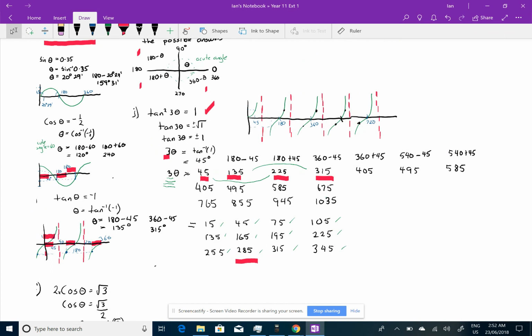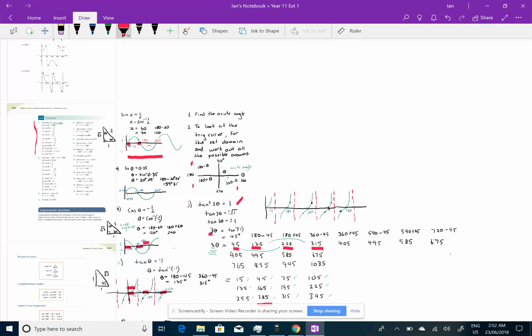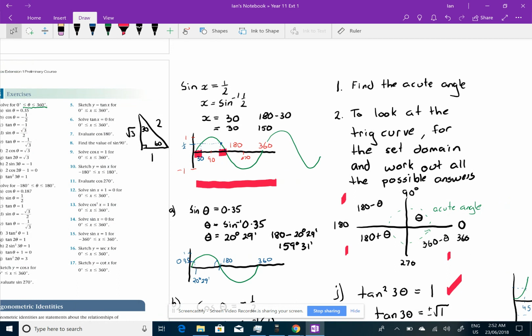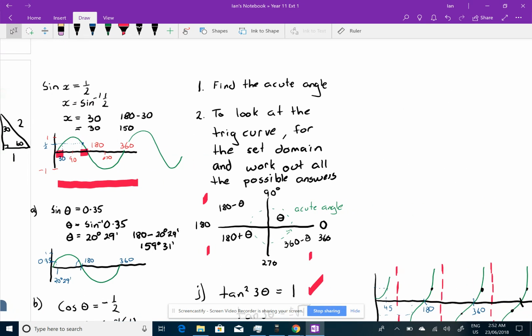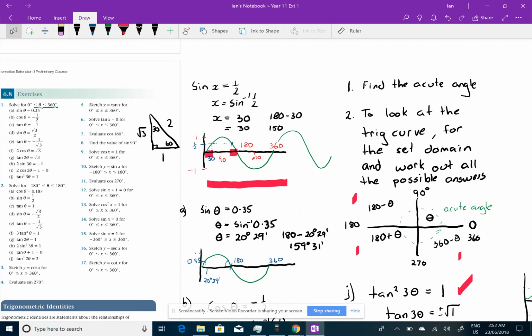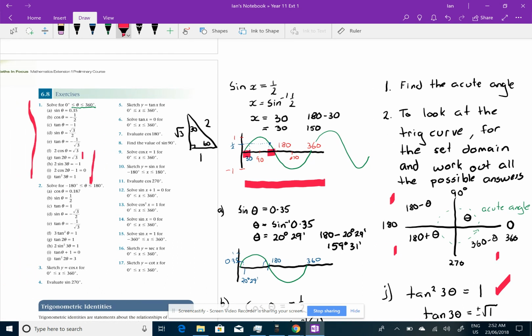So let's recap. What do you need to do to solve these questions of angles of magnitude? First, you've got to realise there's more than one answer. You need to realise that there are going to be more than one answer for the domain. Find the acute angle that gives a ratio. Don't worry about whether it's positive or negative. Then look at the trig curve for the set domain. Now remember, if you get a number in front of that, you're going to have to either double it. So down here with these ones, you're going to have to double that one, triple that one, double that one, and triple that one.